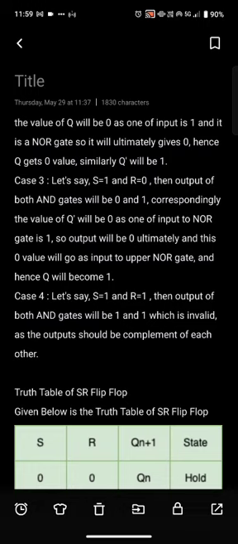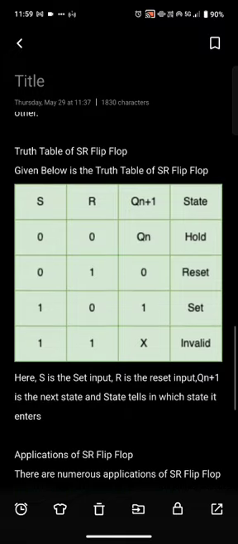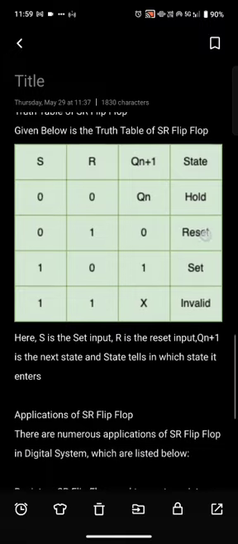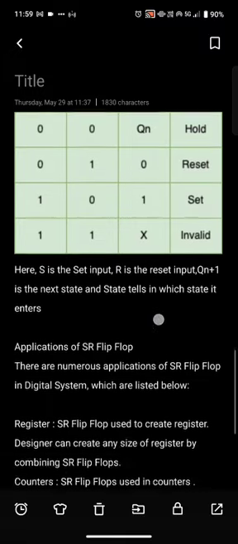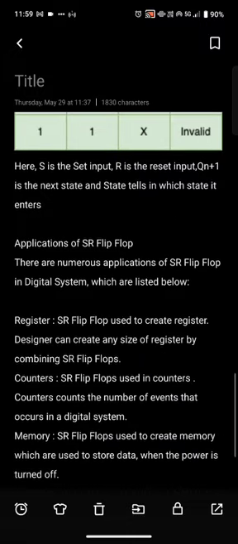Case 4. Let's say S is equal to 1 and R is equal to 1. Then output of both AND gates will be 1 and 1, which is invalid, as the outputs should be complements of each other. The truth table of SR flip-flop is given below. Here, S is a set input, R is a reset input. Qn plus 1 is the next state, and state tells in which state it enters.